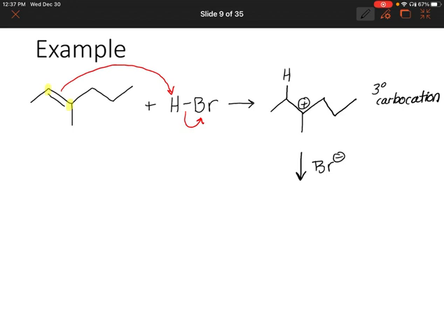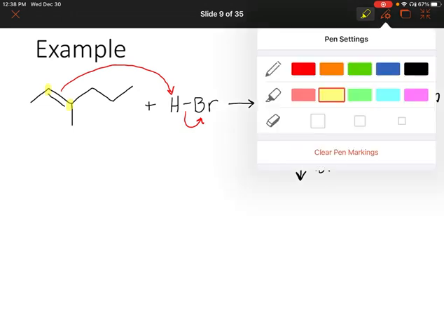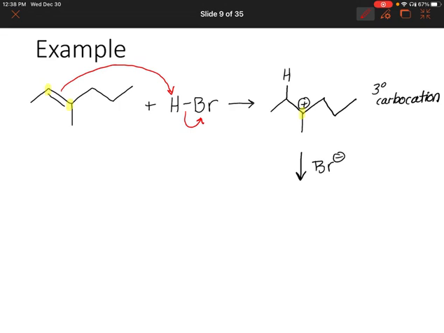All right, so you'll notice that if we're focusing on just the positive carbon, the group to the left is different from the group to the right, and those are both different from the group down below. So that is going to be a stereocenter once we add the bromine. So the bromine can actually add from the top or from behind. So there's going to be two different products here.